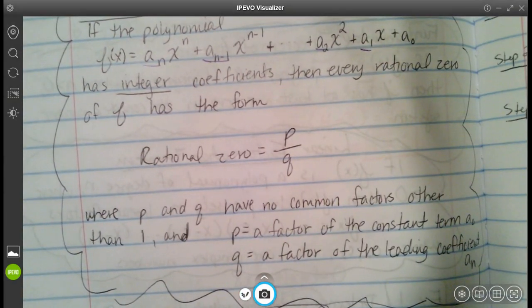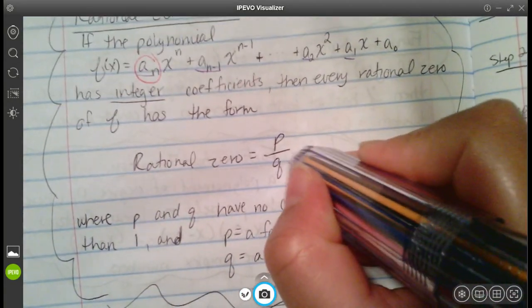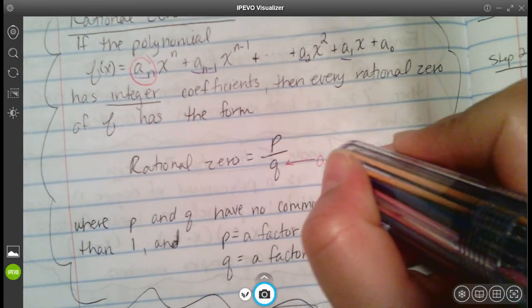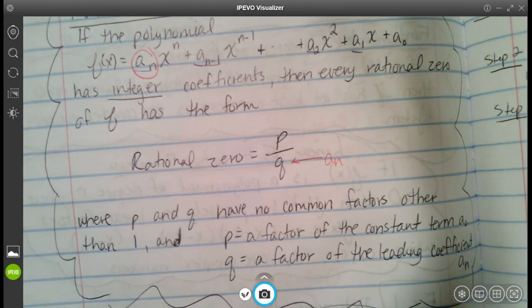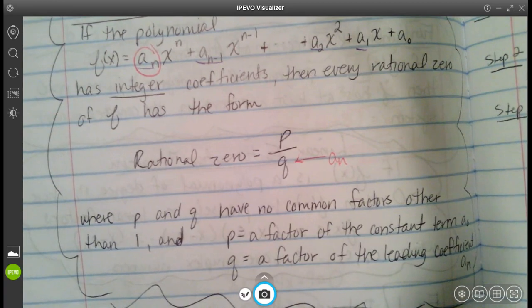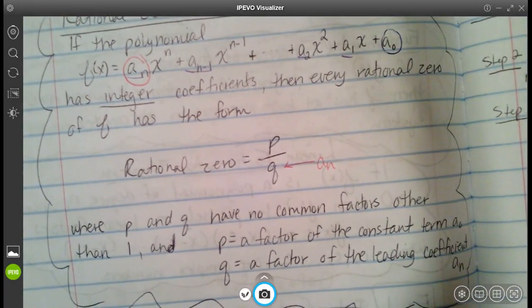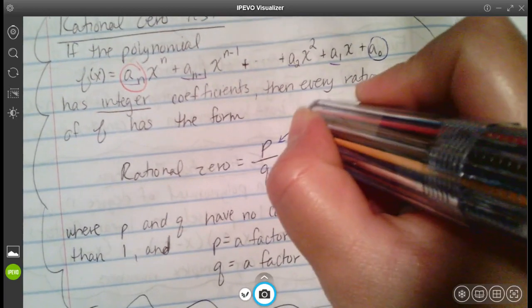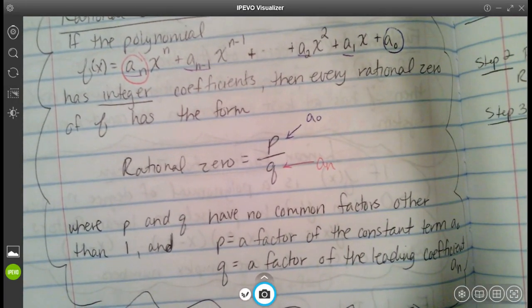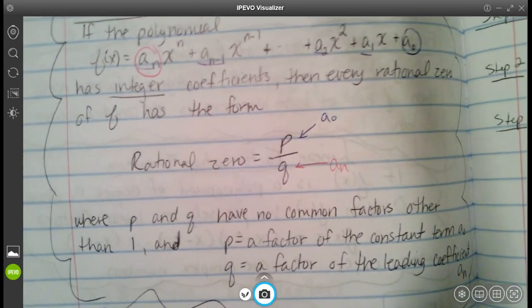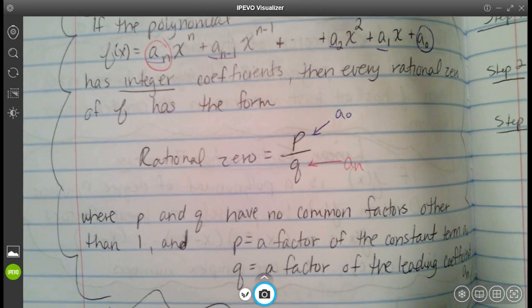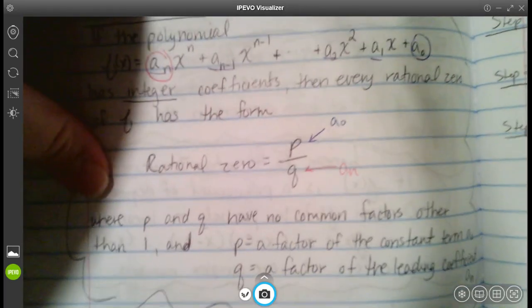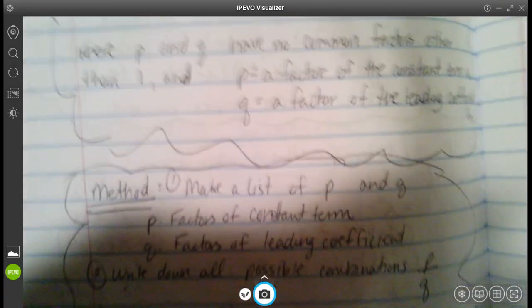So if this helps, we can say a sub n is what you're looking at for the bottom one. This is going to be my factors of a sub n when we consider these rational numbers. And a sub 0, which is our constant, are the factors we consider up here on the top. So there's kind of a process to this. What we're doing is trying to find possible zeros that could be zeros of the function if they don't give us any. So here is the method.